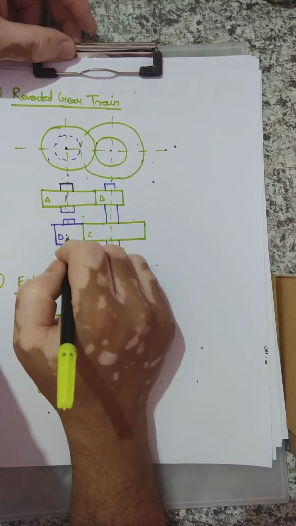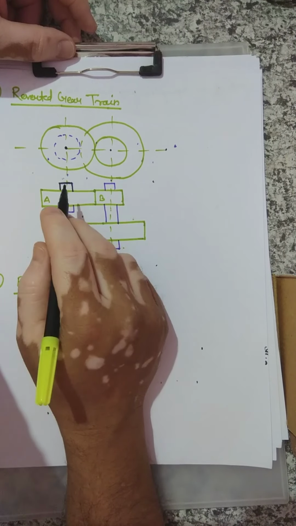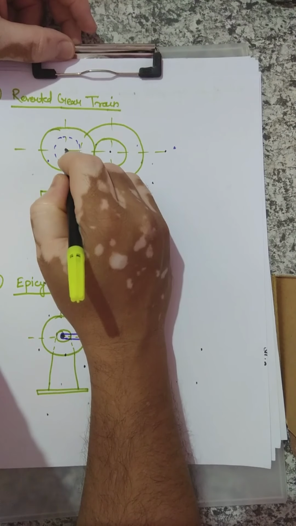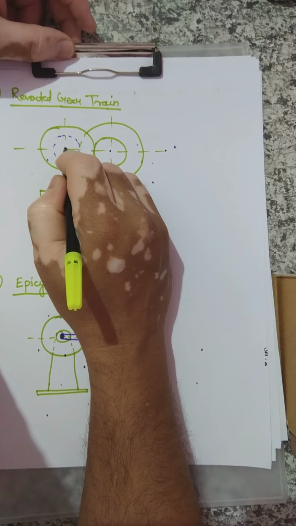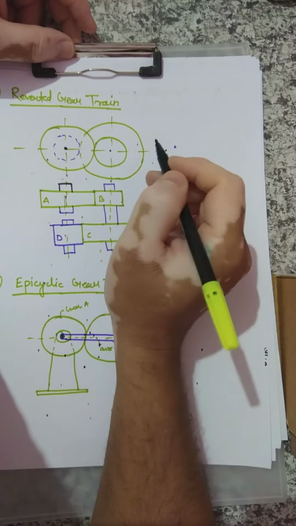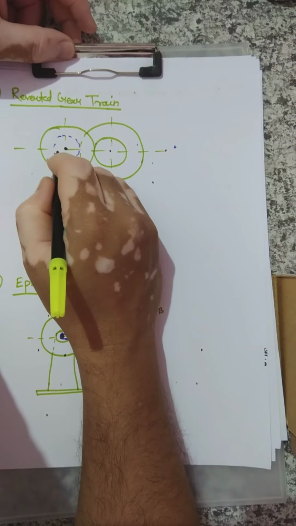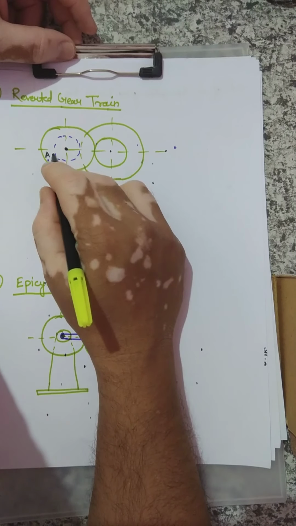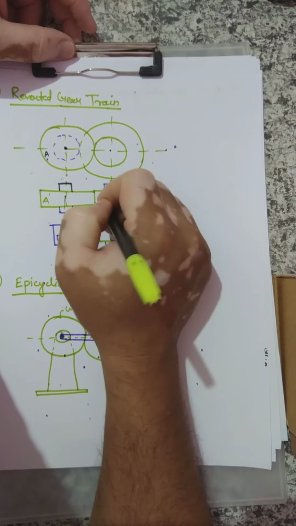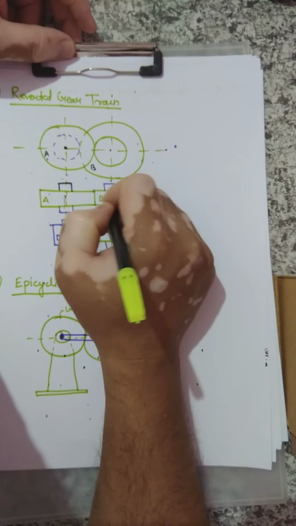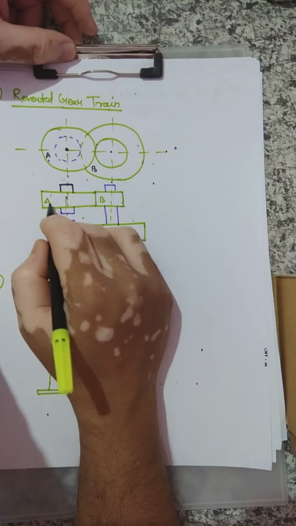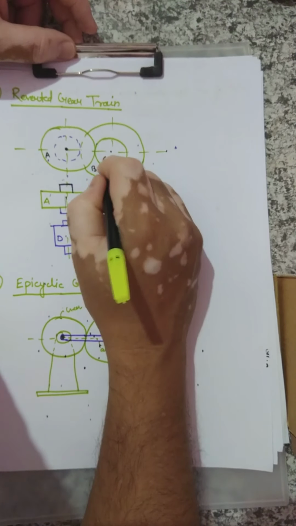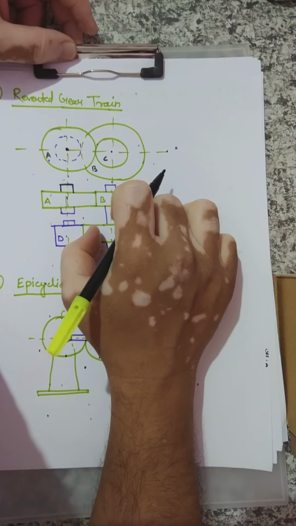When we need a different gear ratio on the same axis, then we use a reverted gear train, in which in the first shaft, gear A is attached. Now with gear A, gear B is attached, and A drives B.